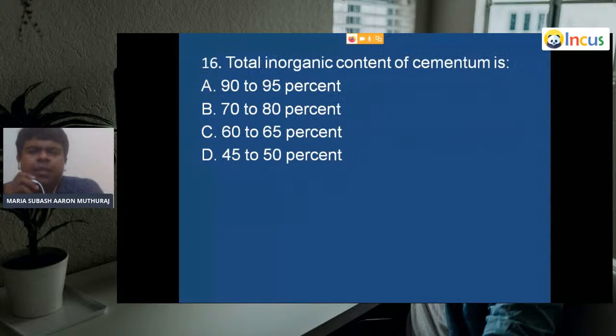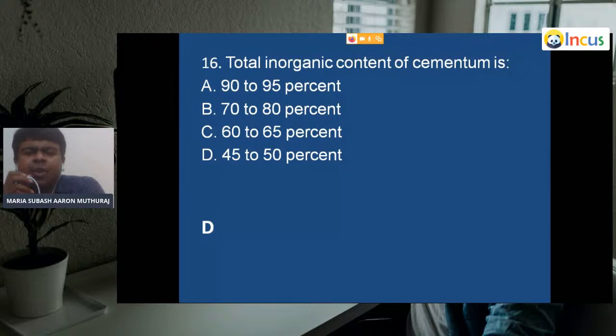Total inorganic content of the cementum is a straight answer: around 45 to 50%. It contains calcium and phosphorus in hydroxyapatite form. The inorganic content of the cementum will be present in such forms only, calcium and phosphorus in hydroxyapatite form. The inorganic content of the cementum will be 45 to 50%.